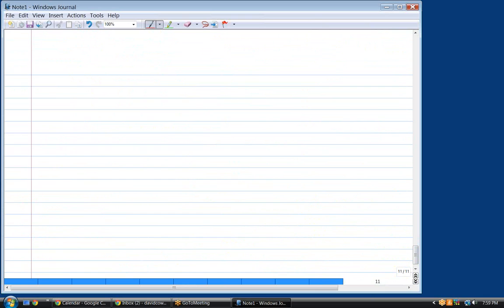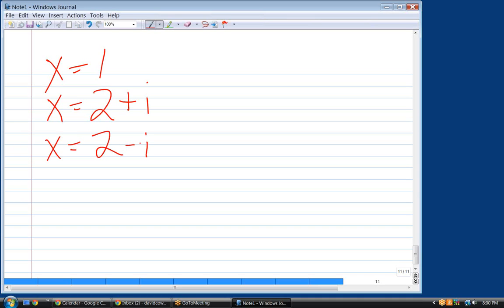Alright, this one is: what third degree polynomial function has x equals 1 and x equals 2 plus i as two of its roots? Okay. If x equals 2 plus i is a root, what's another root that they didn't tell us about? x equals 2 minus i. It's the conjugate, which is always just change the sign in the middle. Okay. So we know those are the three solutions. So what are the three linear factors?